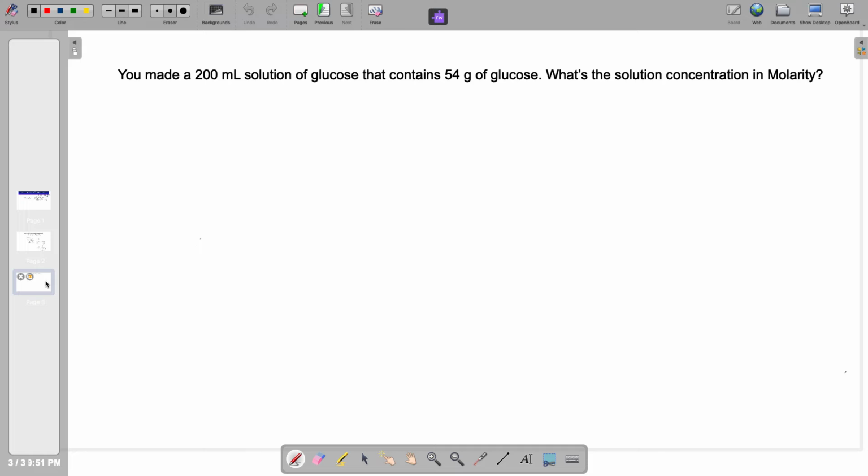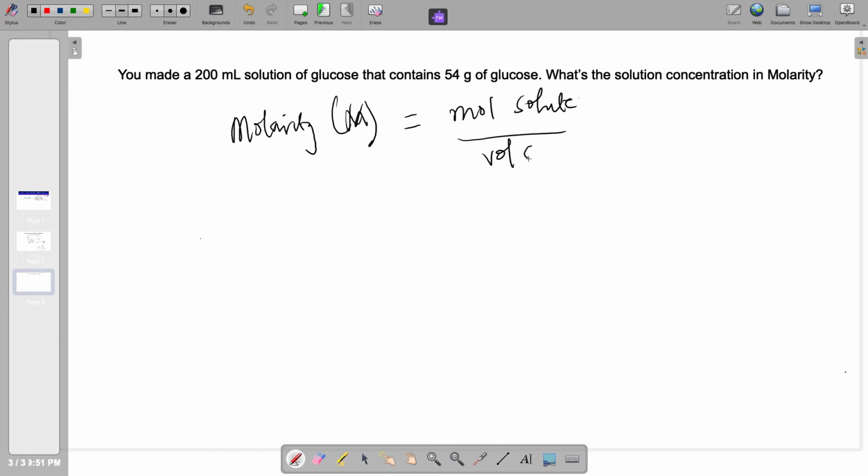So here again, we have to recall our molarity formula. We have to recall that molarity, uppercase M, is equal to moles of our solute divided by our volume of solution in liters.